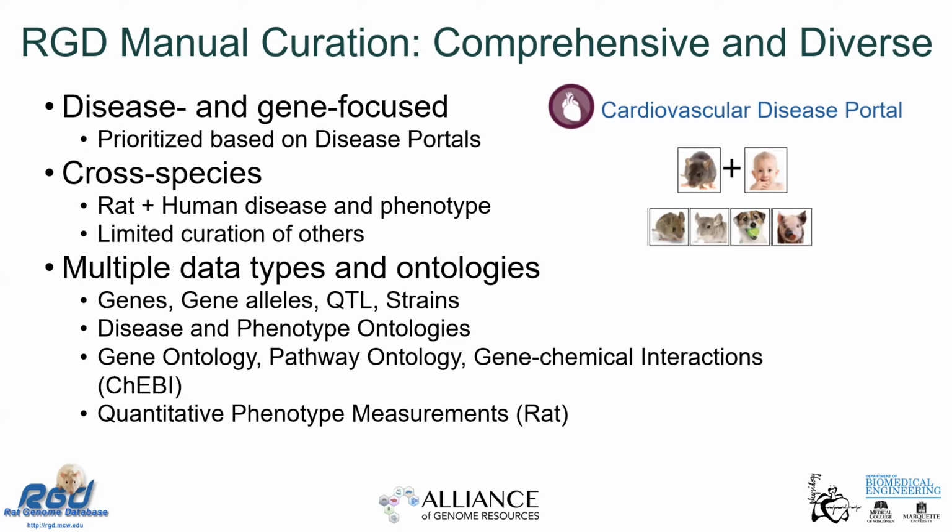So cardiovascular disease genes across all of the species, and a couple of analysis tools that I'm not going to talk about today. But we do cross-species annotations. We do rat and human for both disease and phenotype, and we do limited curation of genes in other species. And then we have multiple data types and multiple ontologies. So we have genes, we have gene alleles, we have QTLs, we have strains. We work with the disease and both mammalian and human phenotype ontologies.